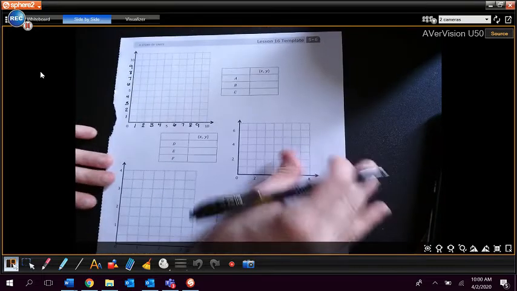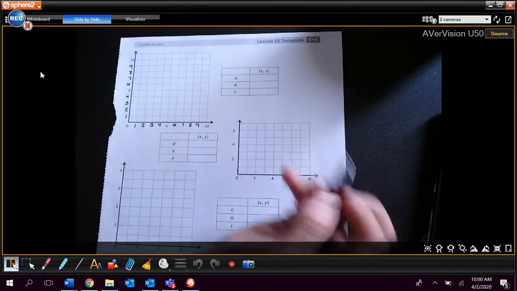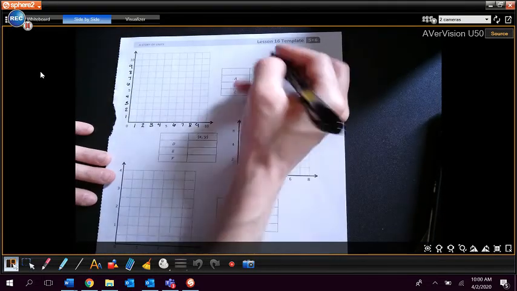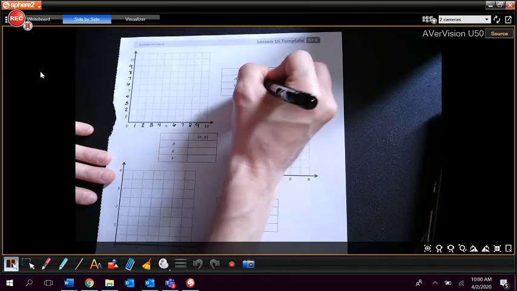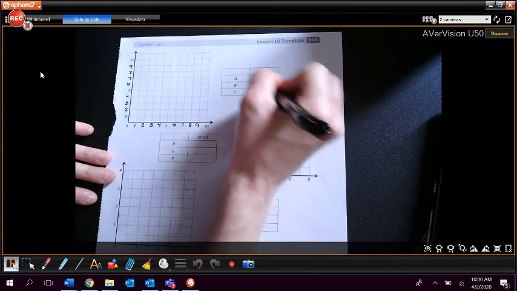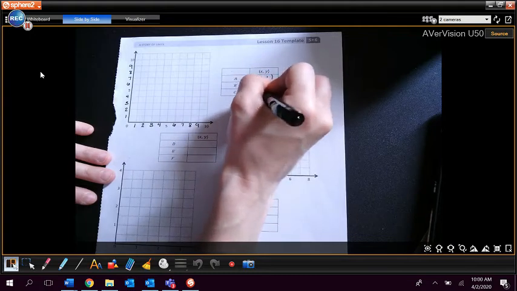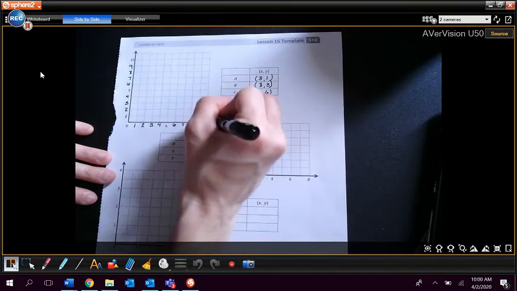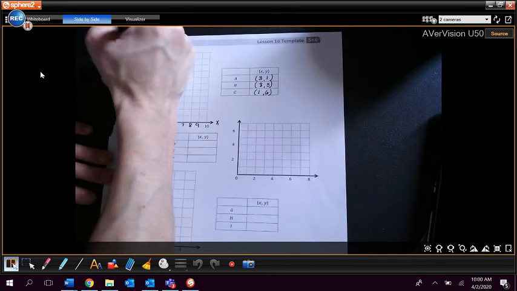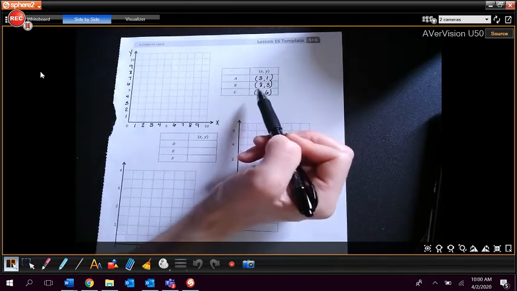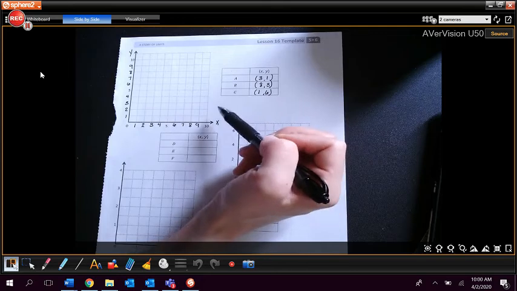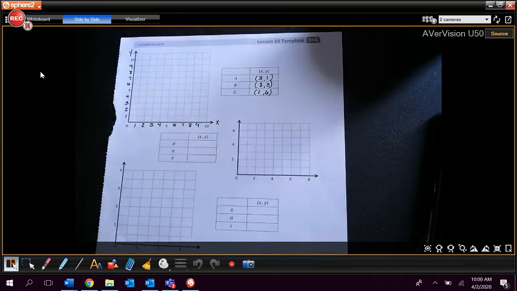Now that you have done this, Ms. Rodriguez is going to be writing some numbers here, and she wants you to pause this video and plot these numbers on your graph. Remember, this is our x, this is our y. Plot these points on your graph, and when you're done plotting, you press play on the video.